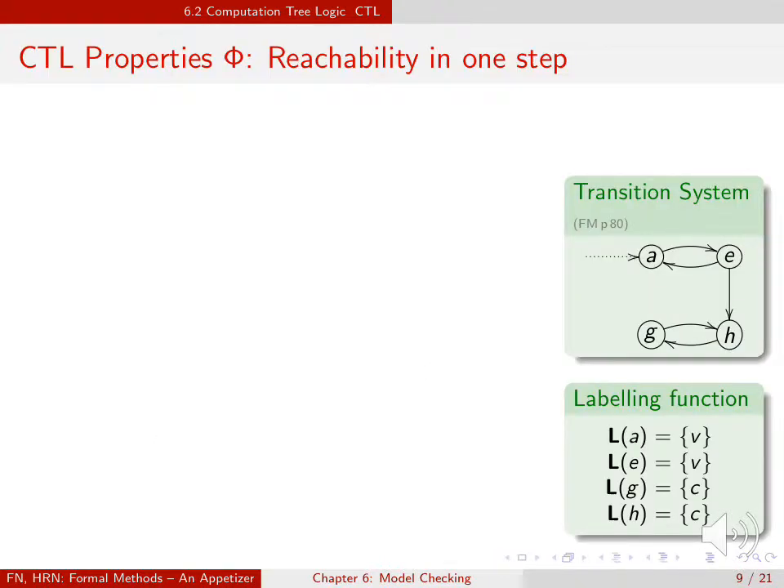So let us recall the transition system we looked at before, the one that had the state A as initial state and transitions back and forth between A and E, transition from E down to H, and back and forth between G and H. And let's recall the labeling function, labeling A and E to be vowels and G and H to be consonants, abbreviated V and C.